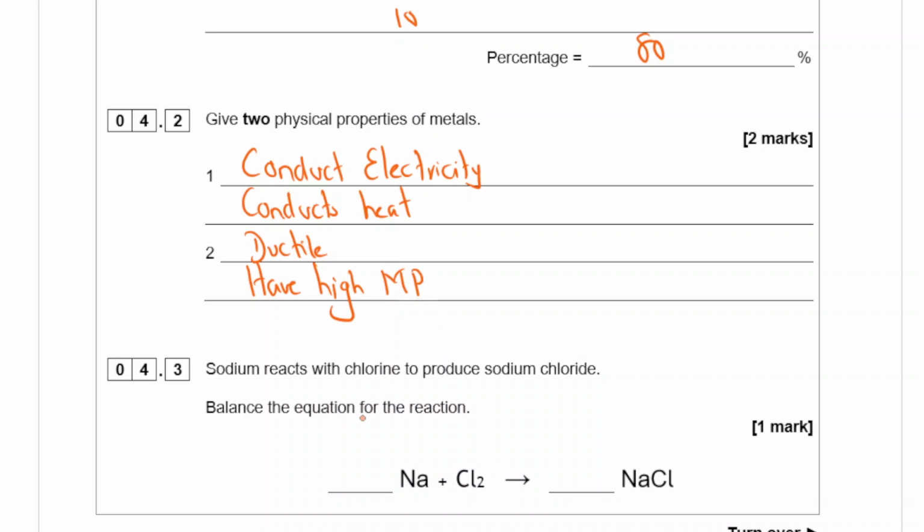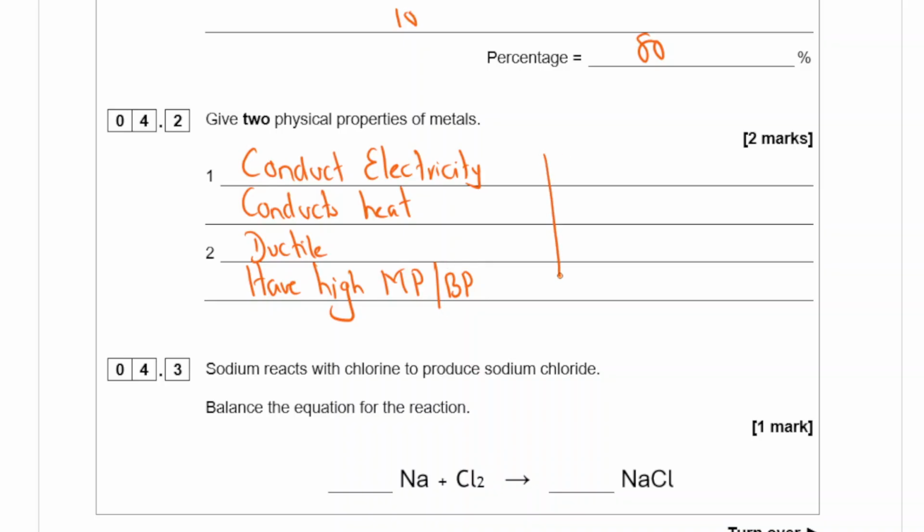I'm writing it as MP, but make sure that you write it as melting point in 2 words. Or you could say have high boiling point as well. Again, write it as words rather than BP. Otherwise, they'll think it's blood pressure.